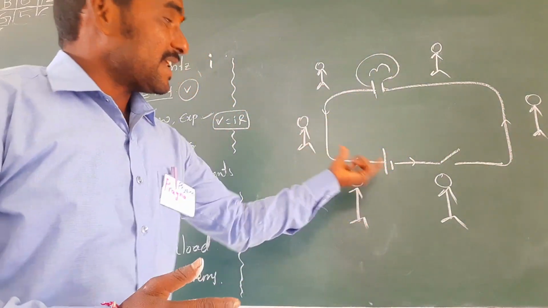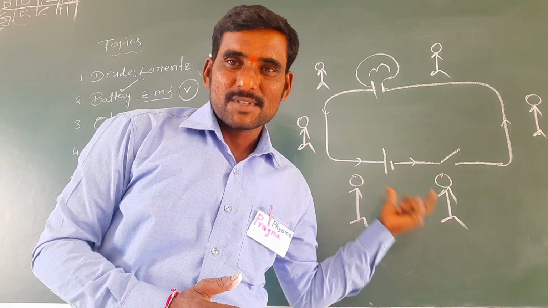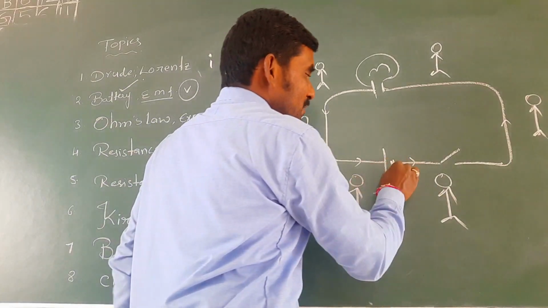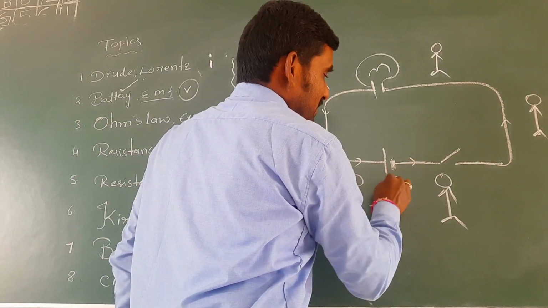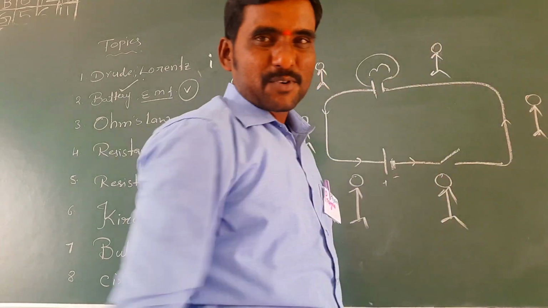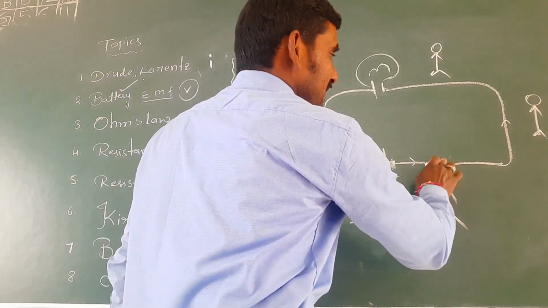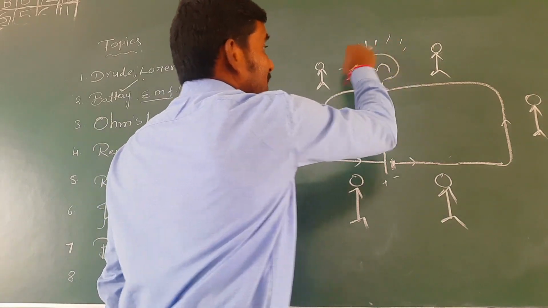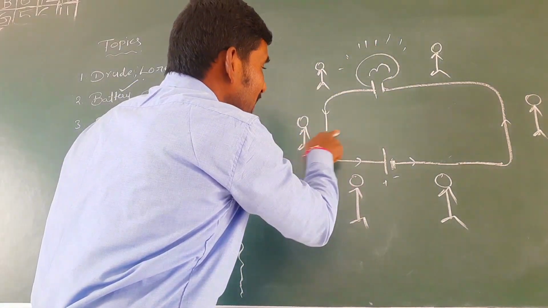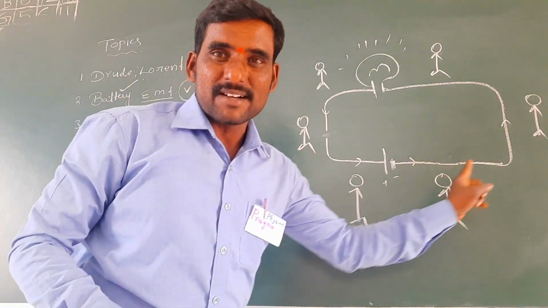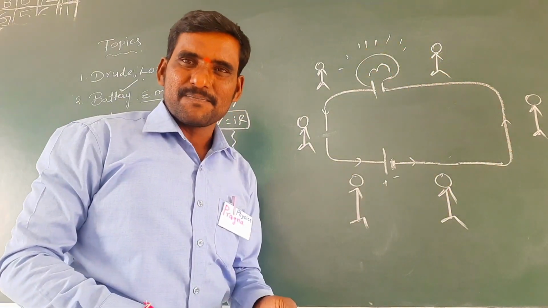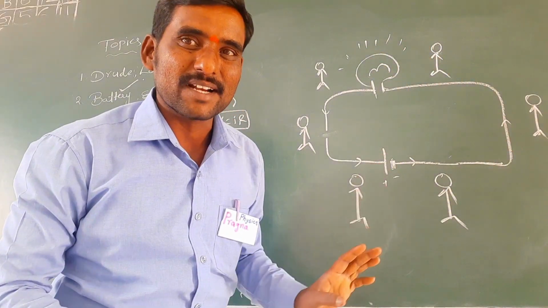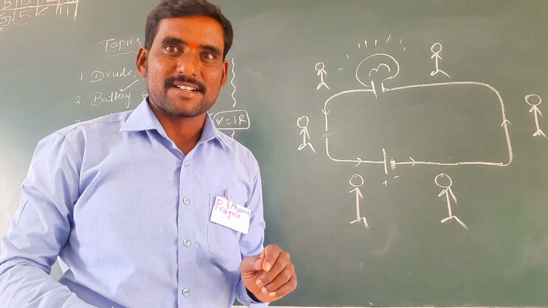Once you see, when I connect a battery, the electrons move from the negative terminal. This is negative, this is positive. From the negative terminal it is moving. When I close the switch, these are moving and the bulb glows. But why is another wire required? Through one wire the electrons are going, so the bulb can glow. Why is another wire required? It is very important.